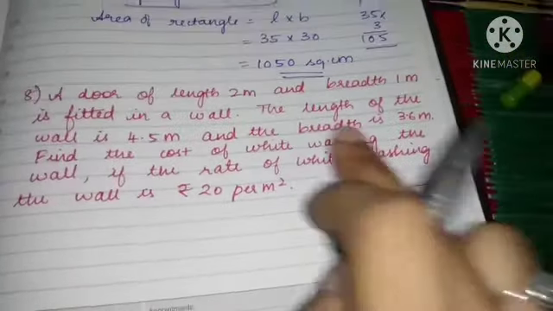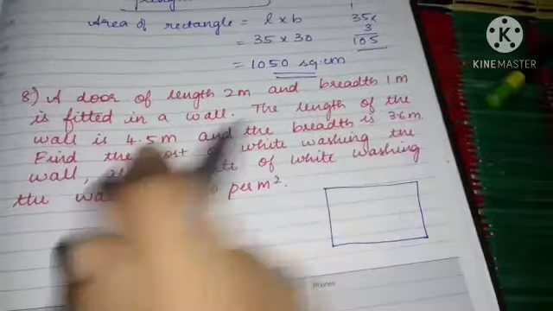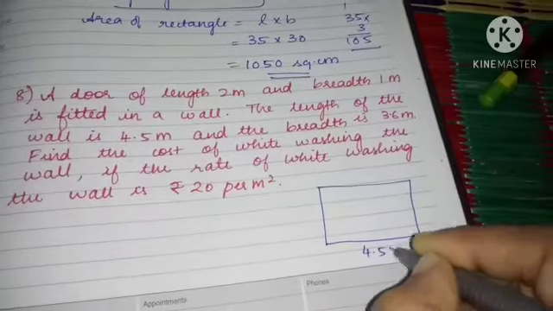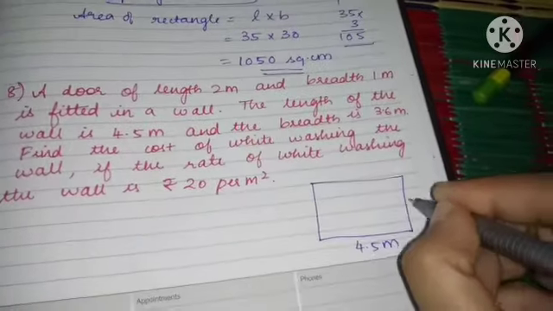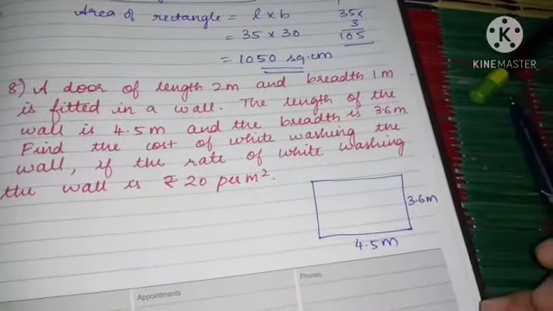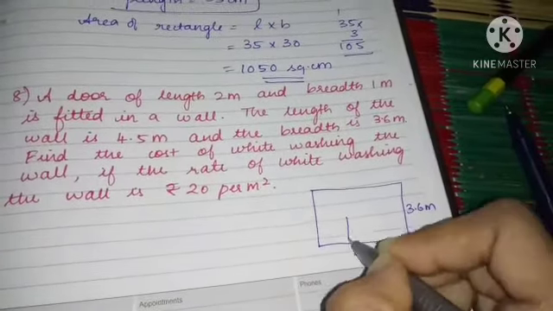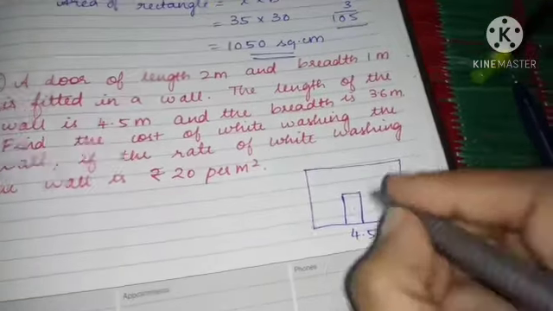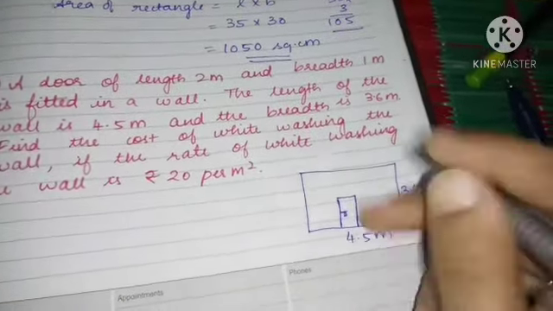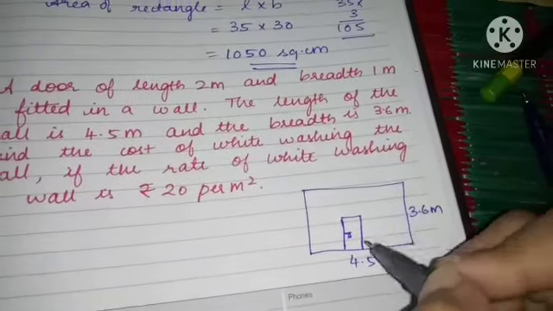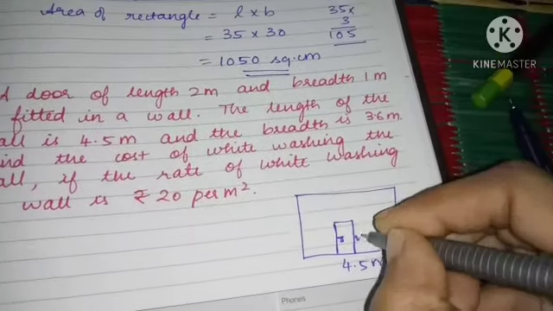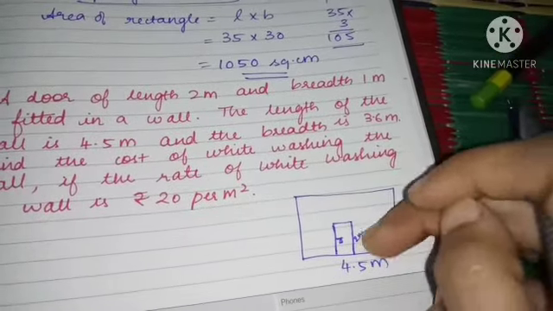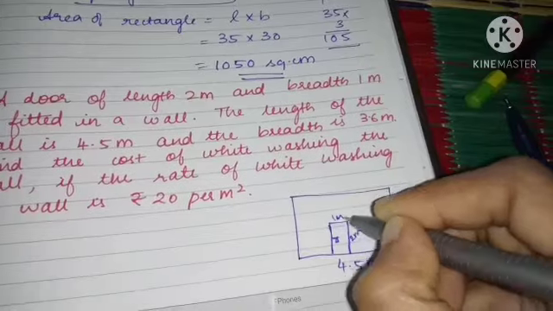What is the length and breadth of the wall? The length of the wall is 4.5 meters, breadth is 3.6 meters. Then a door is fixed in that wall, also in rectangle shape. What is the length of the door? 2 meters, the longer side, I am putting it as length. Breadth is 1 meter.